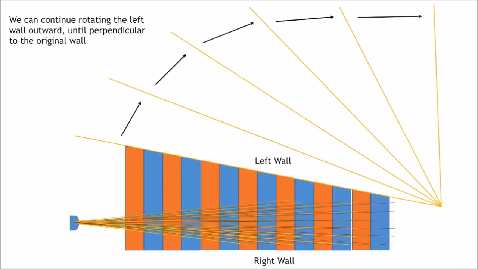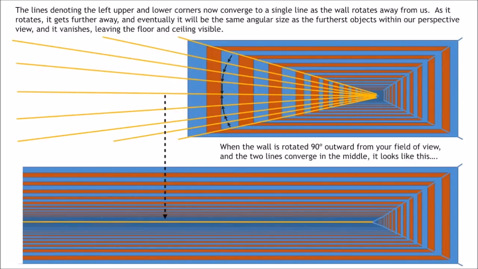So we can continue rotating the left wall outward until perpendicular to the original wall. So we're just going to continue rotating this wall outward and outward and outward, and we're going to see what happens to our perspective view. So the lines denoting the left upper and lower corners now converge to a single line as the wall rotates out away from us. As it rotates, it gets further away, and eventually it will be the same angular size as the furthest objects within our perspective view, and it vanishes, leaving the floor and ceiling visible.